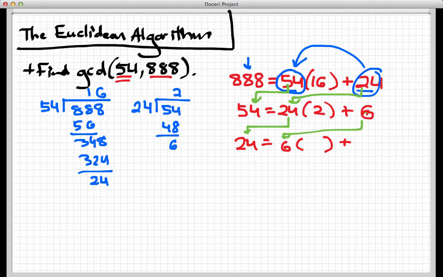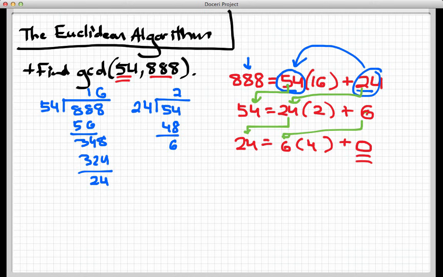Now this is a much simpler problem to work out. In fact, I don't really need to write out the long division problem. I can just look and see that 24 is equal to 6 times 4 with a remainder of 0. Now, for reasons we're not going to explain here, it can be shown that this process of repeated division will eventually end with a 0 remainder.